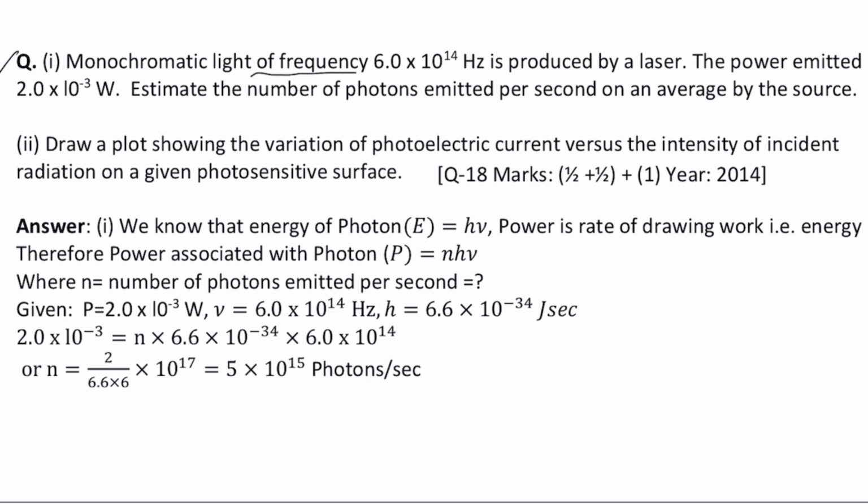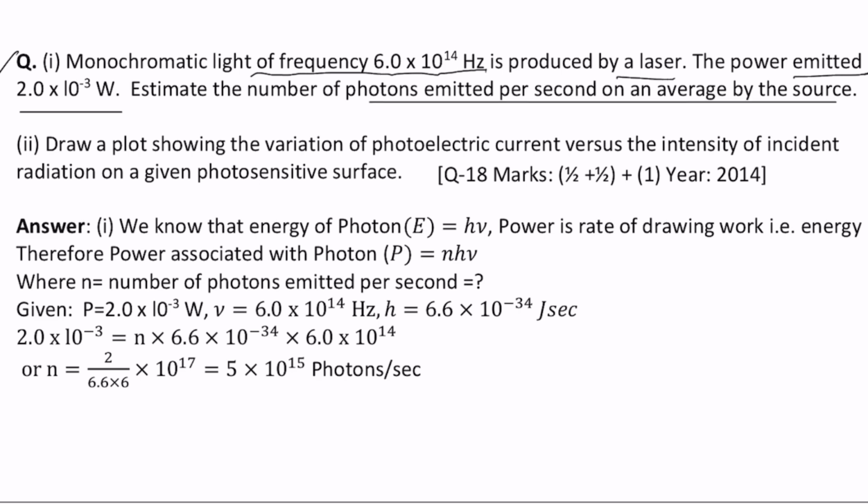Monochromatic light of frequency 6.0 × 10^14 Hz is produced by a laser. The power emitted is 2 × 10^-3 watt. Estimate the number of photons emitted per second on an average by the source.